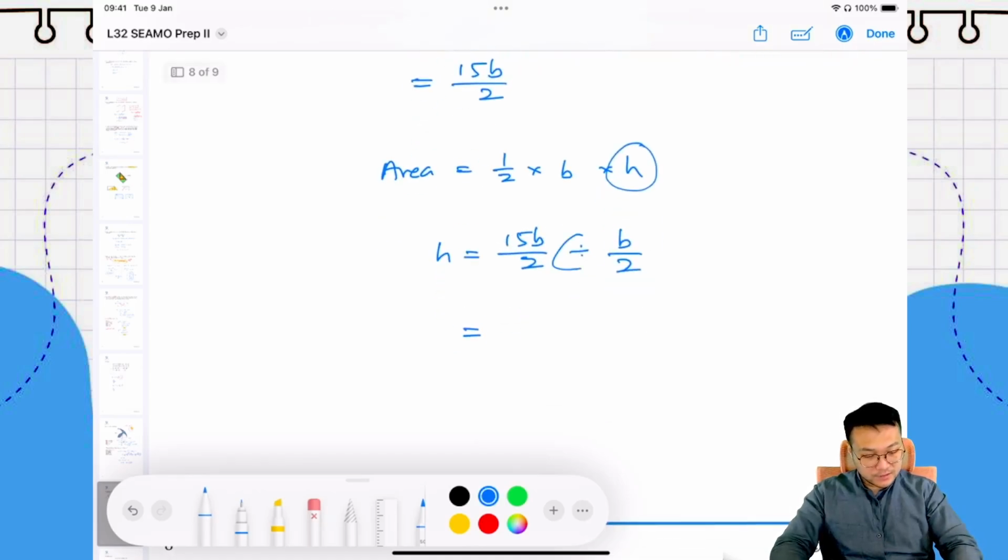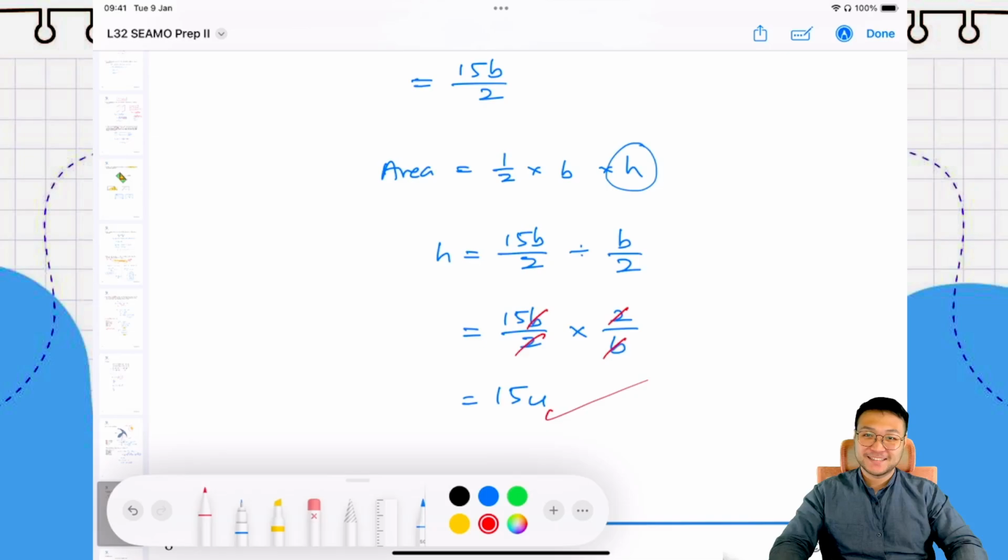So when you have a division, what must you do? Keep, flip, change. Keep, flip, and change. The number 2 gets cancelled out. The B gets cancelled out. So what is the height? 15. 15 units. Now you know how to do it?